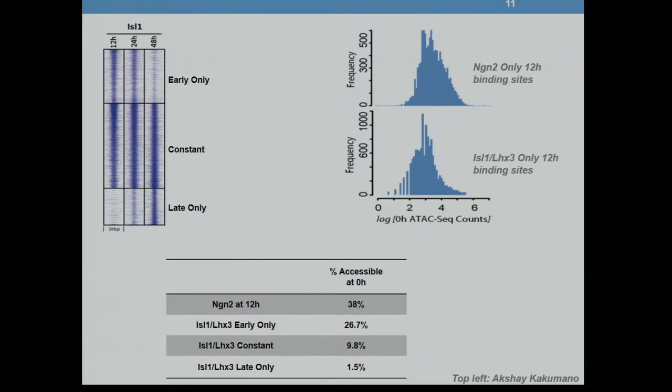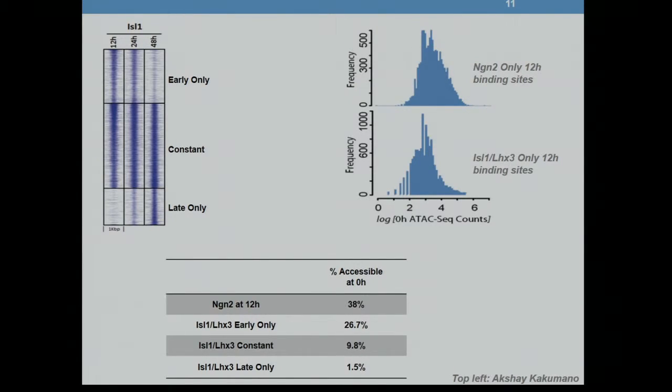Right. So since we know all this, one of the main questions that we can ask is, okay, we have the chromatin landscape of the pluripotent cells where we started. Do these factors go to sites that were already accessible in these pluripotent cells, or do they go to sites that were not accessible and they open them by themselves? And so one of the things we did is simply we did an ATAC-seq at 0 hours in these pluripotent cells, and we plotted the ATAC-seq counts at the neurogenin sites, so sites that are only neurogenin, and at the sites that are only islet and LHX3. And what we can see, surprisingly, is that neurogenin actually likes to bind more open things than islet and LHX3.